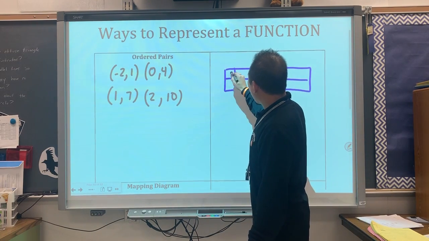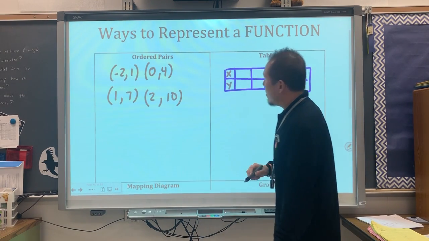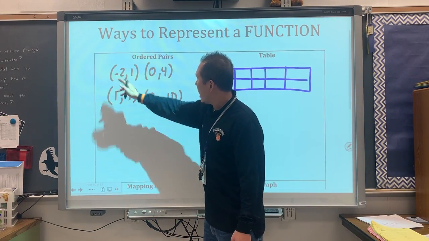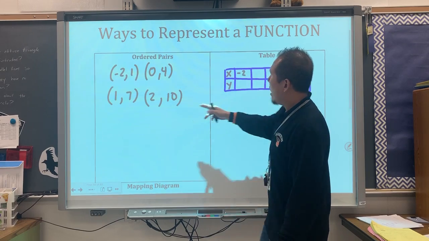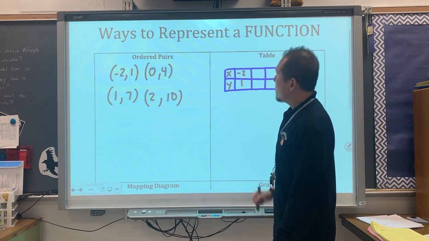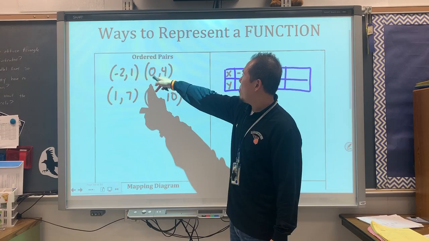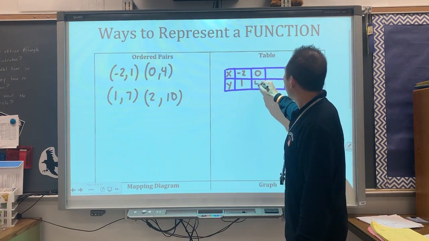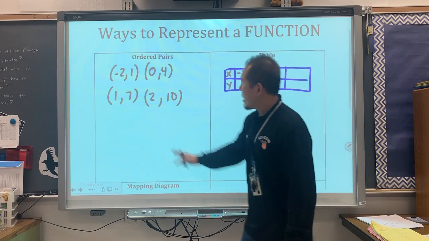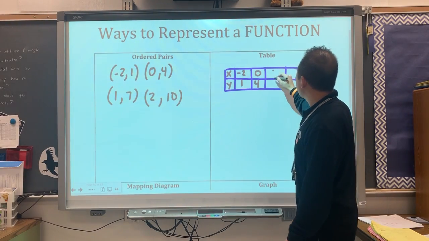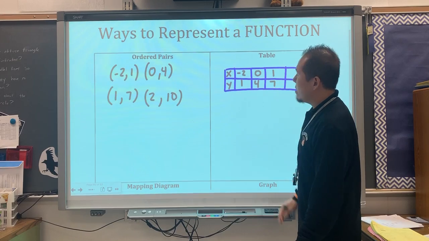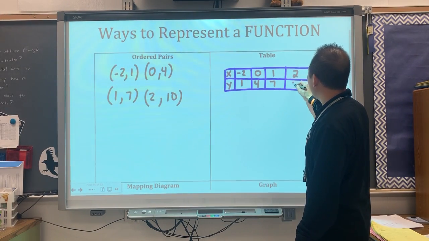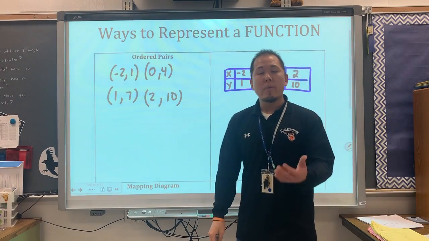We're going to put the x on top and the y on the bottom. And we're going to take the first ordered pair. The x is -2. The y is 1. We're going to take the second ordered pair. The x is 0. The y is 4. We're going to take the third ordered pair. X is 1. Y is 7. And we're going to take the last ordered pair, 2 and 10. That's how you represent it as a table.